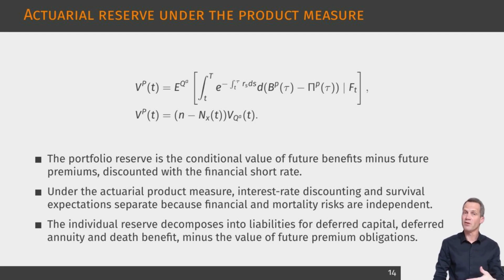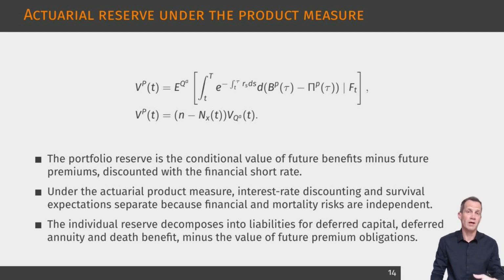The deferred capital is valued by multiplying a zero coupon price by the probability of survival to the deferral date. The deferred annuity is valued by integrating future payments weighted by discount factors and survival probabilities. The death benefit is valued by integrating over possible death times, with each date weighted by survival up to that date and by the forward mortality intensity.